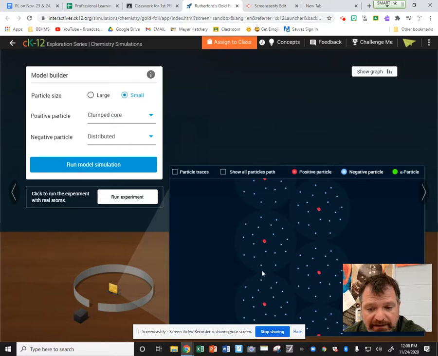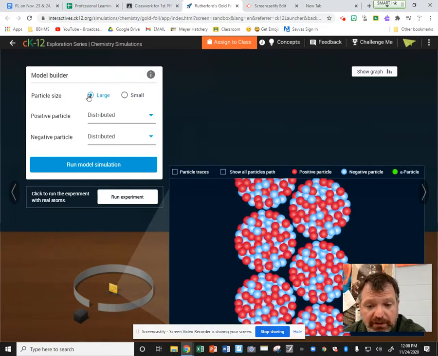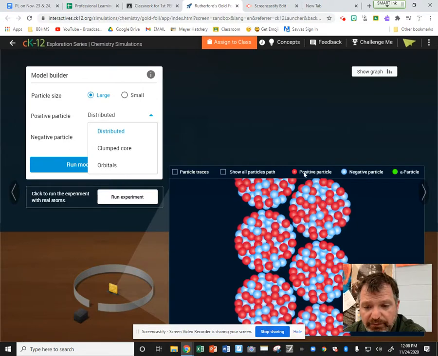So these are the particles of the gold foil. The red is the positive, and the blue are the negative. What we have to do is figure out how we can manipulate these variables to get the same results that Rutherford did. So do we want to have large particles like this? Do we want them distributed throughout? The blue particles are negative, and the red particles are positive.